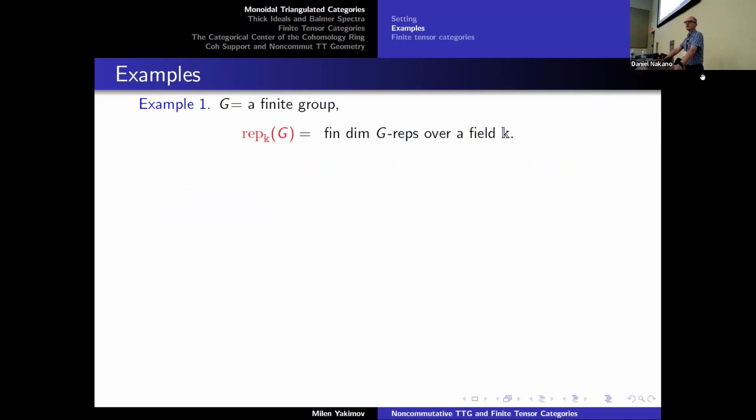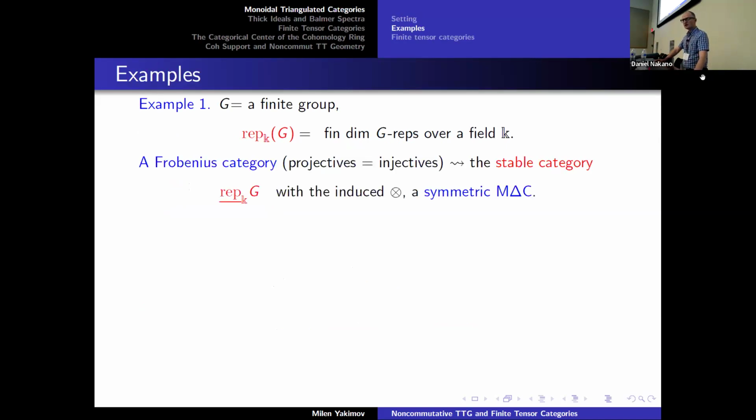If G is a finite group, we can look at the representations of G over a field K. Then this is a Frobenius category, and we can look at the corresponding stable category where we kill the morphisms factoring through projective-injectives. It gives us a triangulated category with an induced tensor structure, and because the original tensor structure was symmetric, this will be symmetric as well.